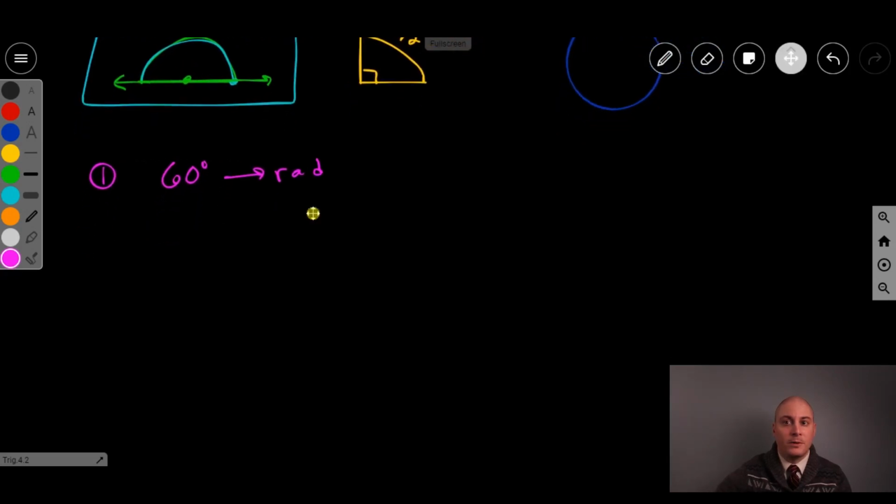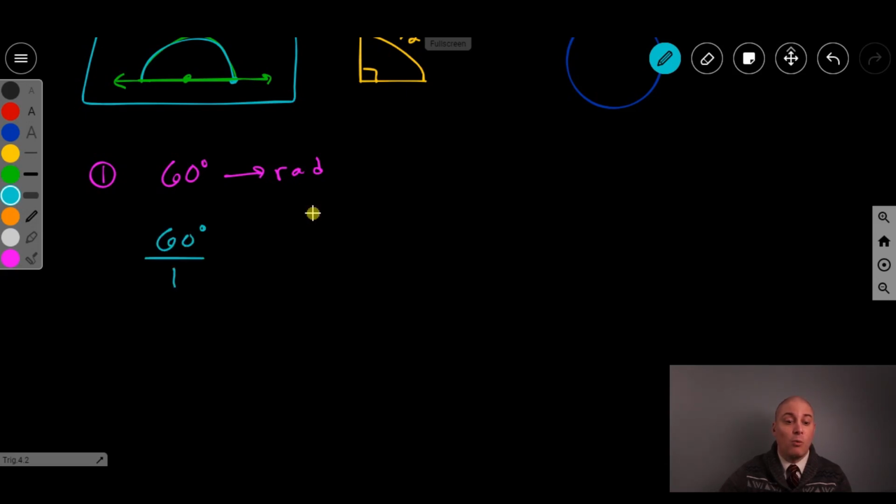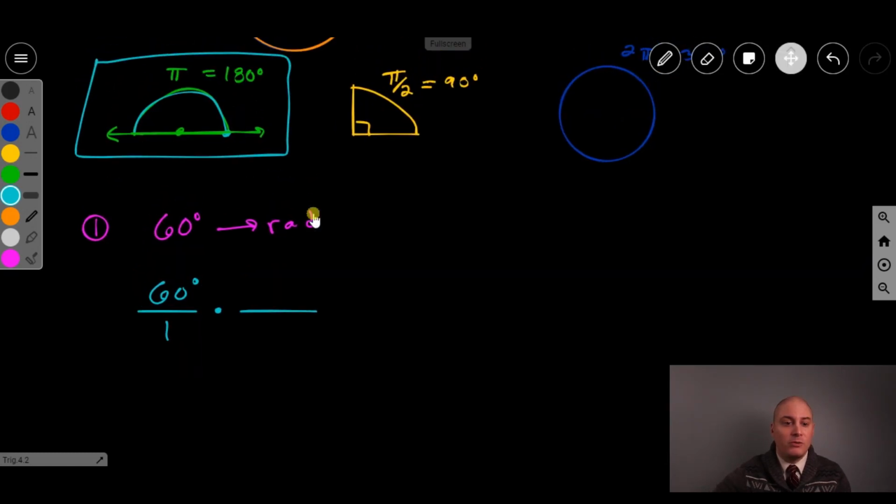Okay. Conversion factors. I'm going to begin with the thing that they give to me, and I'm going to put it over 1, because 60 degrees over 1 is 60 degrees. And I'm going to multiply it by my conversion factor. I'm going to use the 180 is equal to pi. So in terms of units, I want the degrees to cancel. I want the radians, which is really the pi, to remain. So I'm going to write the 180 on the bottom here, and I'm going to write the pi on top. This is my conversion factor right here.